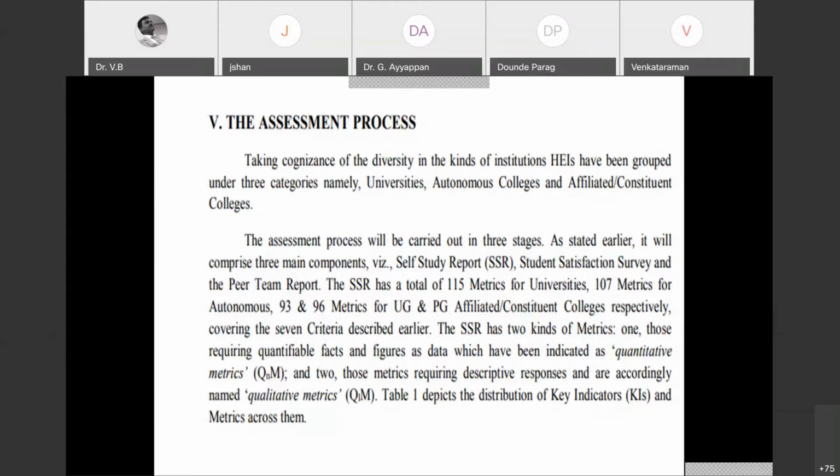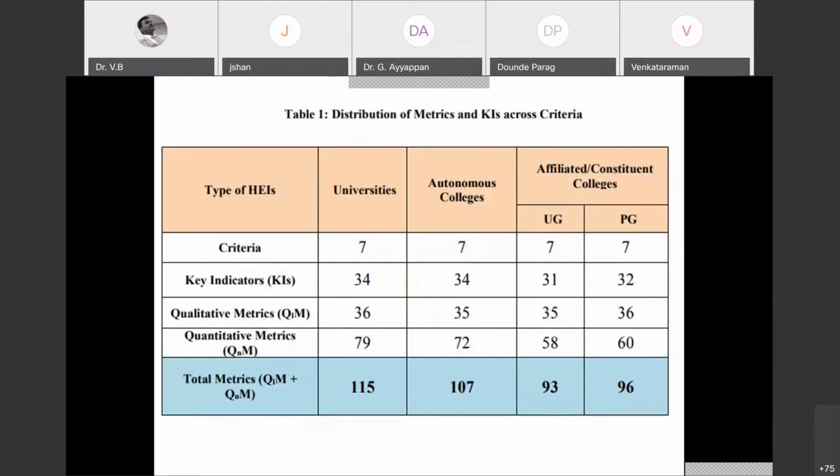So in the next slide, we are going to see the distribution of the key indicators and the metrics. As we saw during our session 1 presentation, the institution can fall under any of these 3 categories, whether you are a university or an autonomous college or an affiliated college. The criteria remain the same, the 7 criteria: teaching, learning process, governance, leadership, student support and progression, infrastructure. So the 7 criteria are the same. The key indicators, that is the subheadings. So criteria are the headings, key indicators are the subheadings.